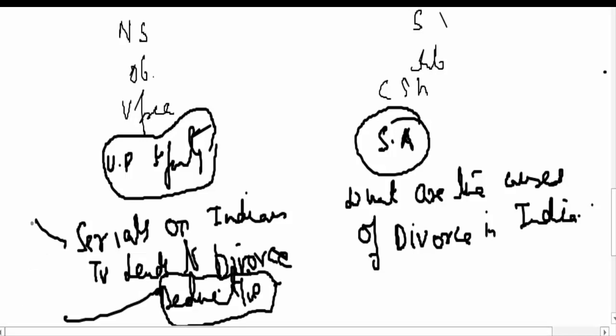We already have a theory. We know that the reality is that the serials are the culprits which lead to divorce. So this is the positivist approach. We have a theory and we have to test it. That's why we have a deductive approach in the case of the positivist paradigm.